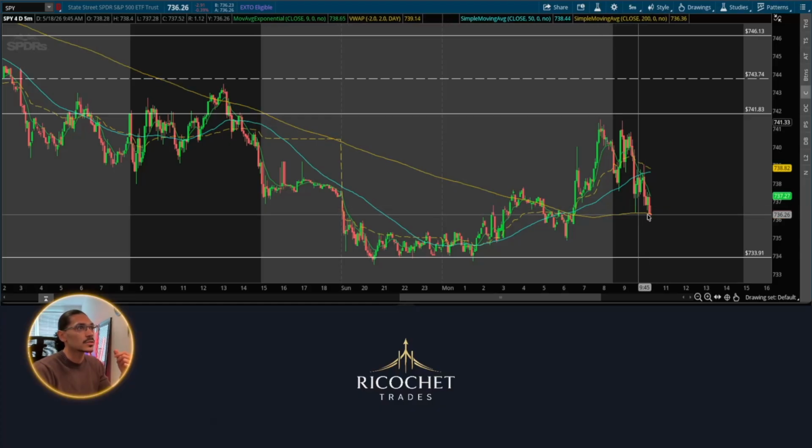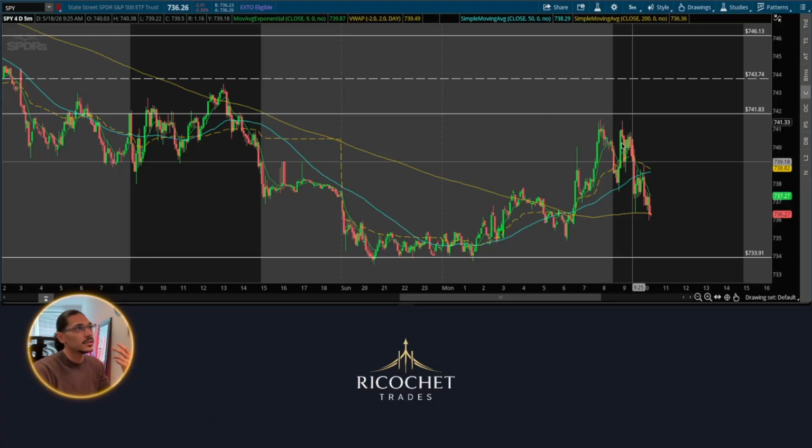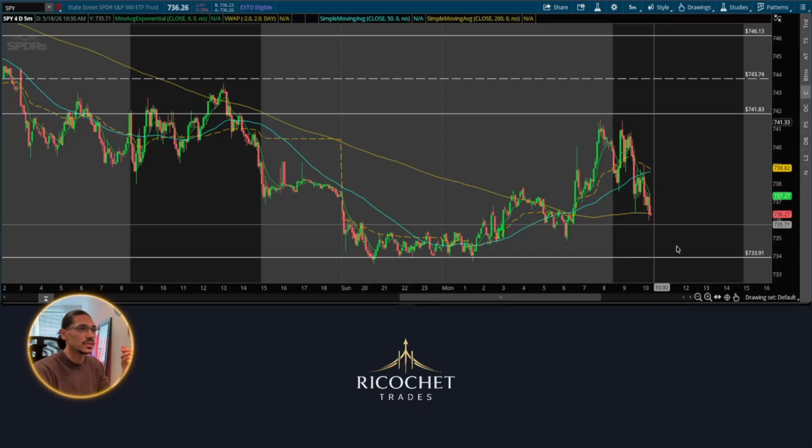This is actually a short play, another short play that I took on this day, and you can see that the SPY opened and retested that key level of 741 again, and we had some rejection. I didn't initially buy into this because I wasn't planning on trading on this day. However, the market did show some signs of continued weakness, and I saw an opportunity that it was going to continue down to the 733 range.